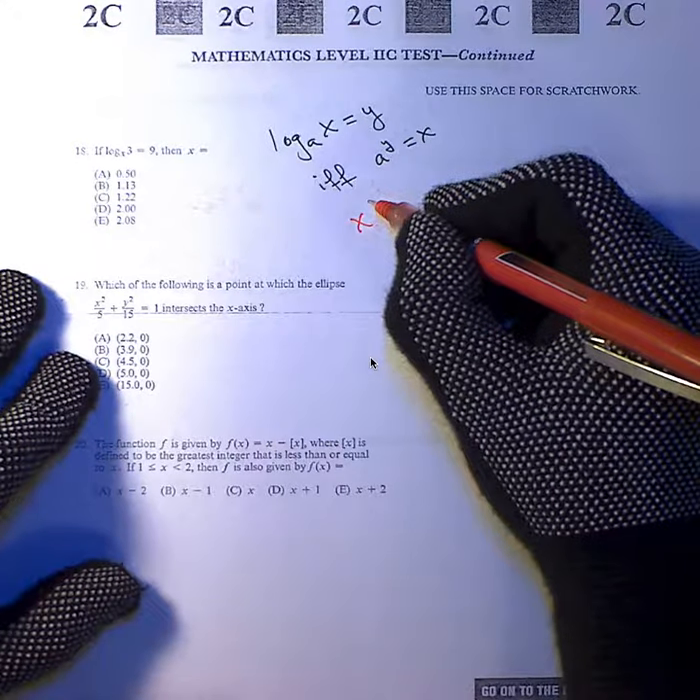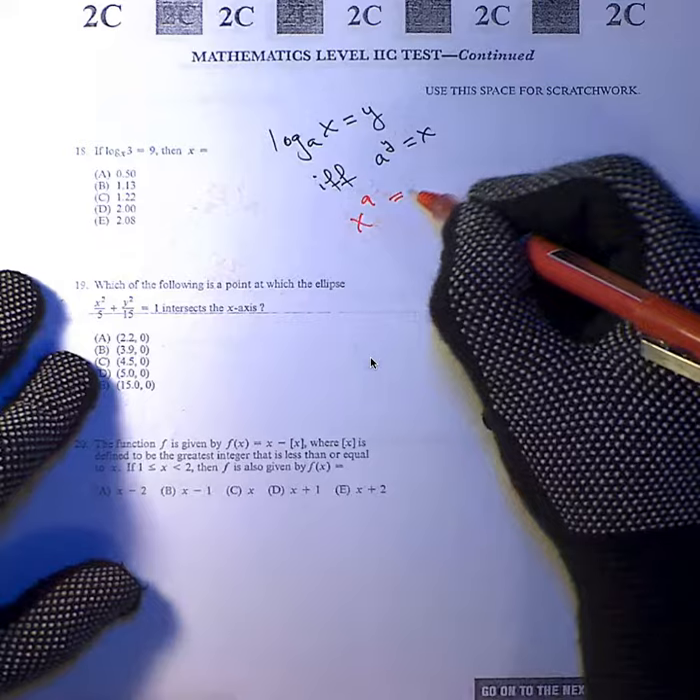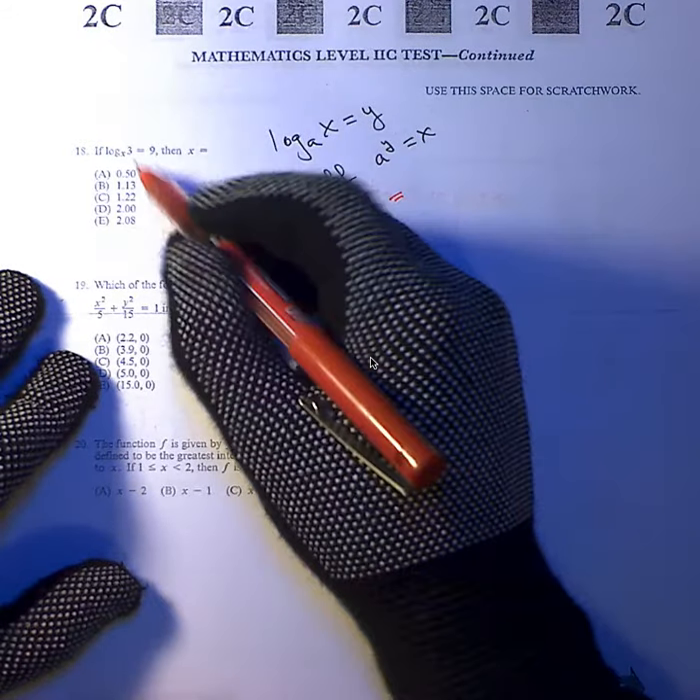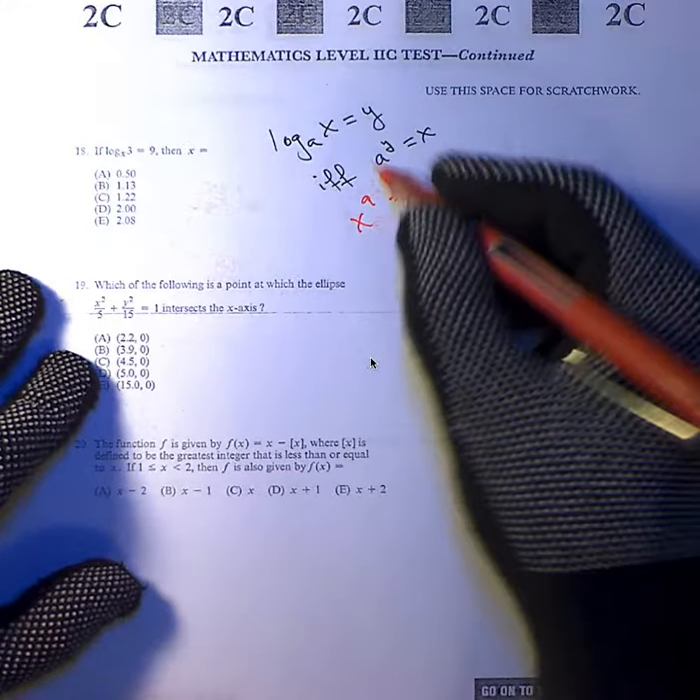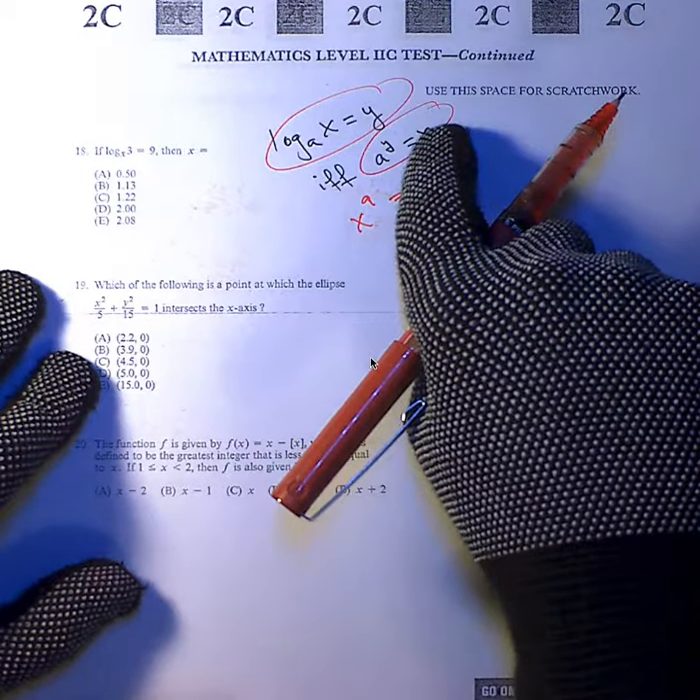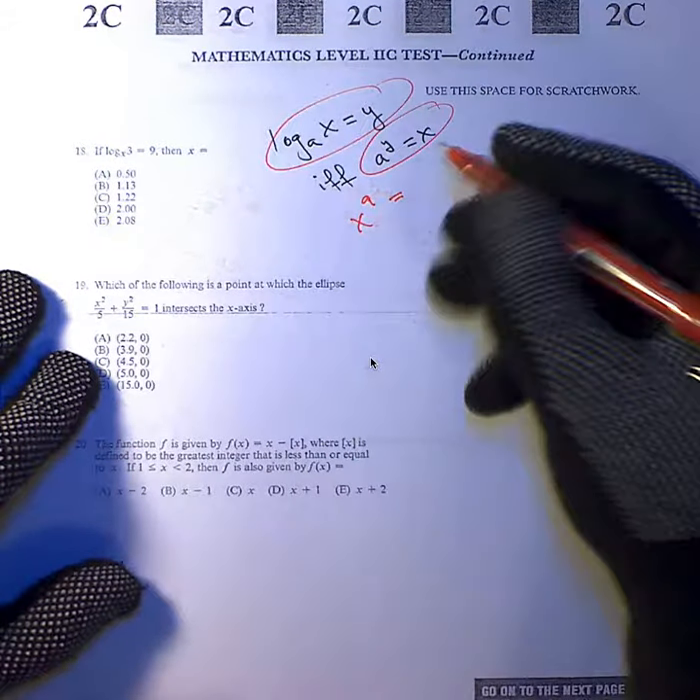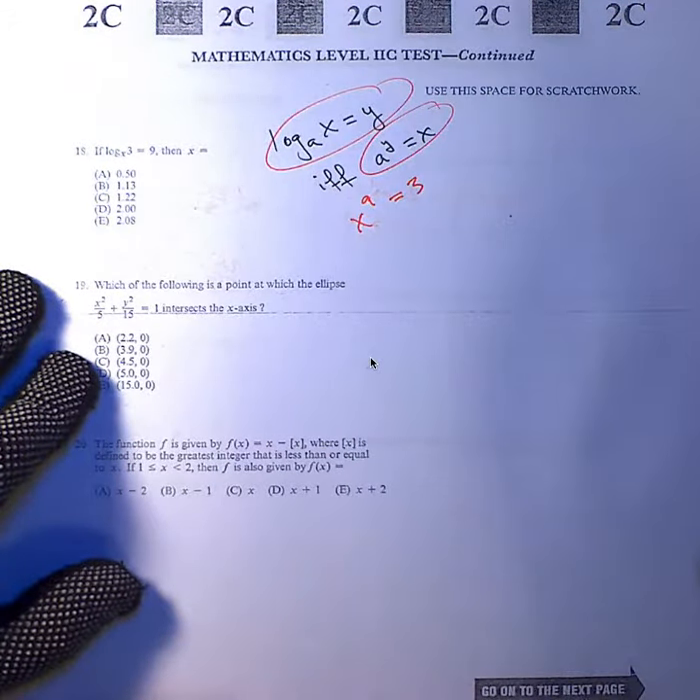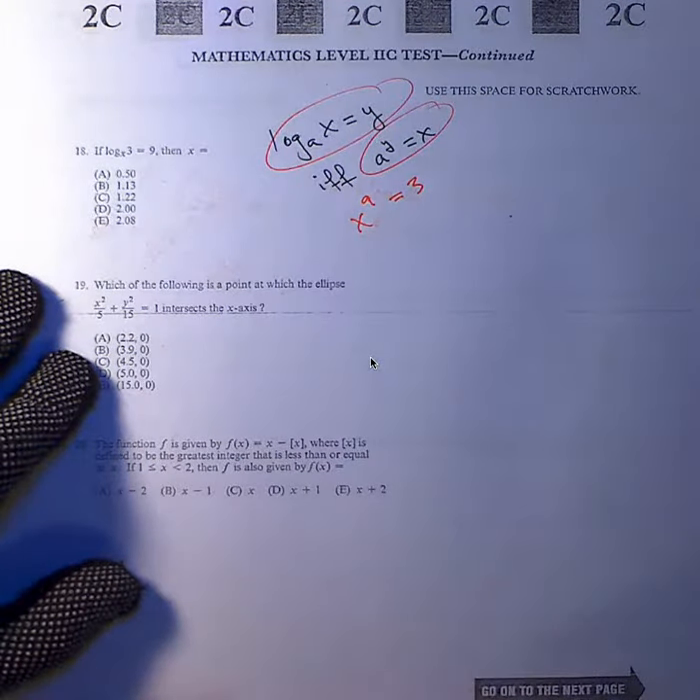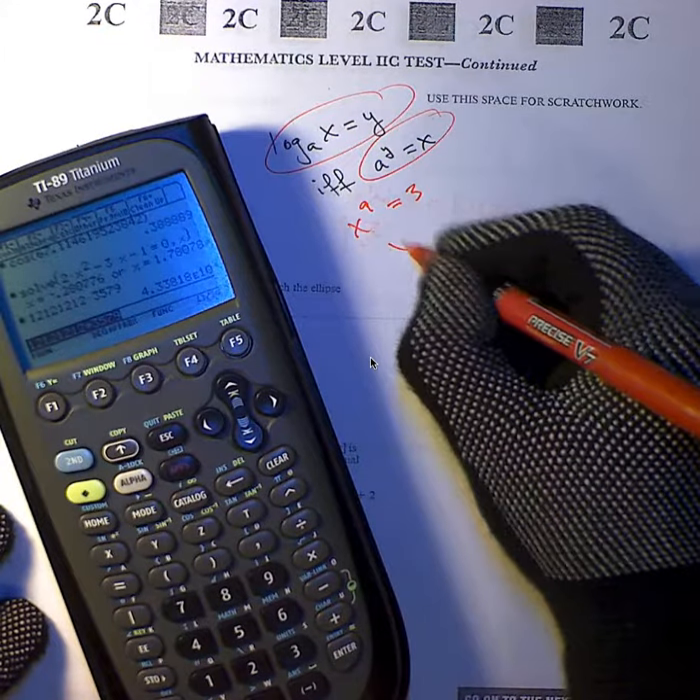so a to the y, is equal to x, which in this case is 3. You get it. This translates the logarithmic form into exponential form, so we just do the same here. We get x to the 9th equals 3, and so x is the 9th root of 3. If you want me to write it, I'll write it.